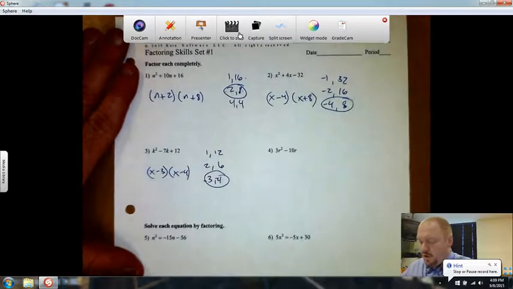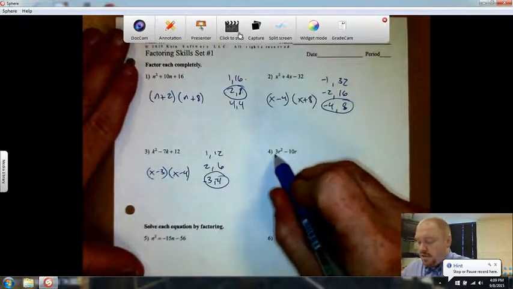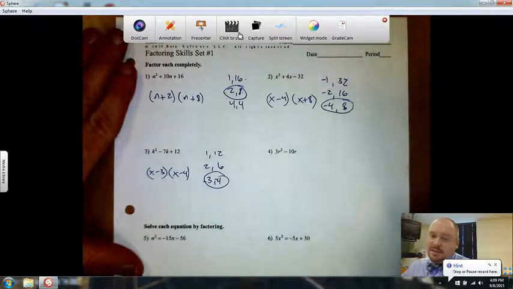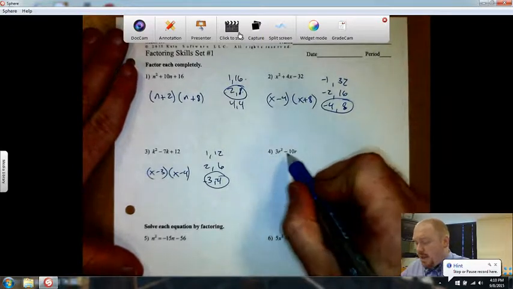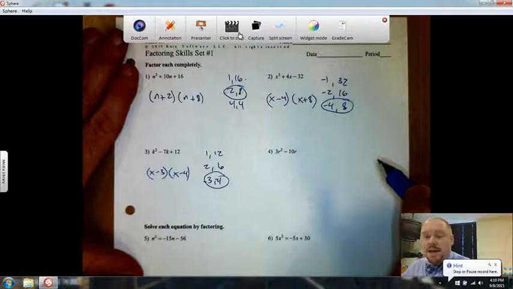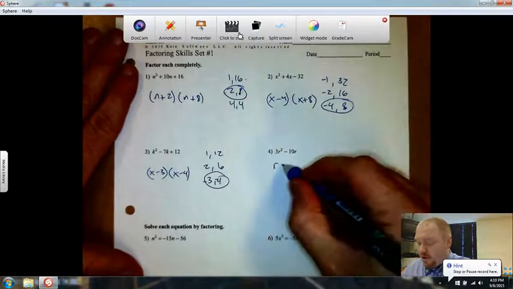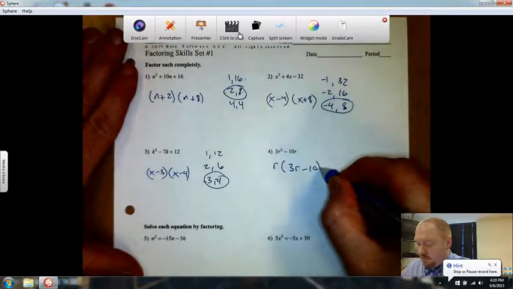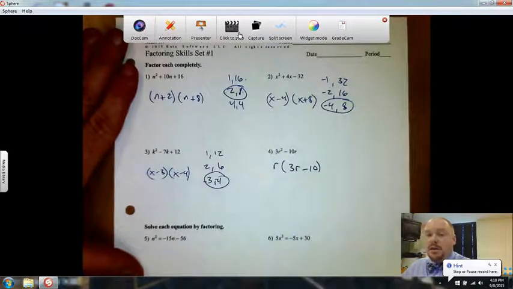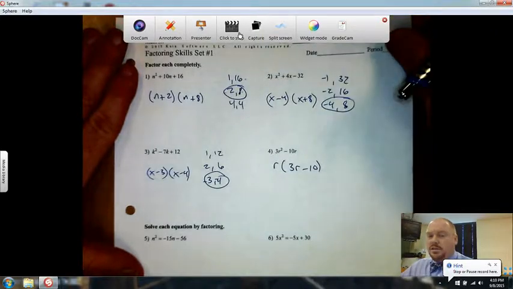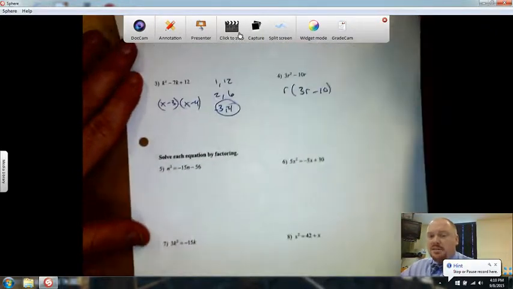Over here, because there's no third number, I can't use that same trick. At the same time, I can't take a number out of 3 and 10, but they both have an r value, so I can factor out an r. Okay, and that one's done. Now, the only difference between the top and the bottom is these are equal to something.